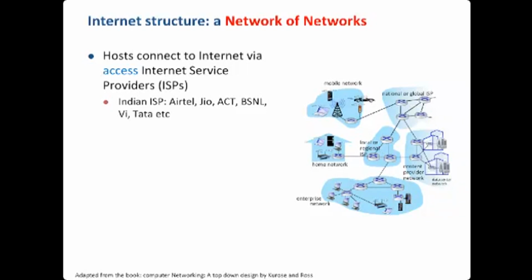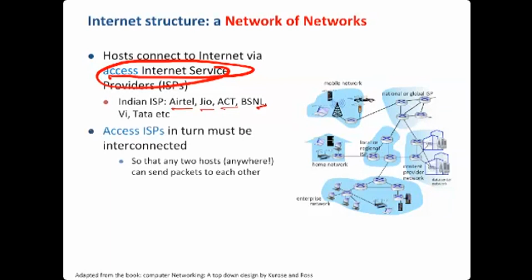So the first thing that you do is connect your machine through an access ISP. For example, Indian access ISPs are Airtel, Jio, ACT, BSNL, whatever. Vi, Tata, etc. Now you have connected to access ISPs. Like I've connected my machine to Jio. But my signals right now are going to you, and you may be on some other ISP.